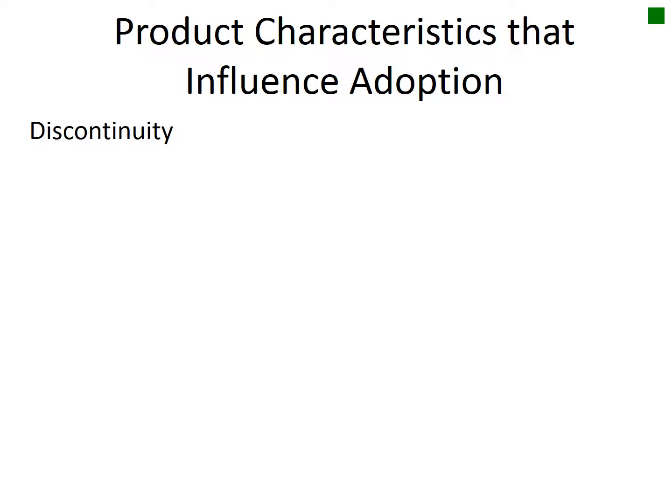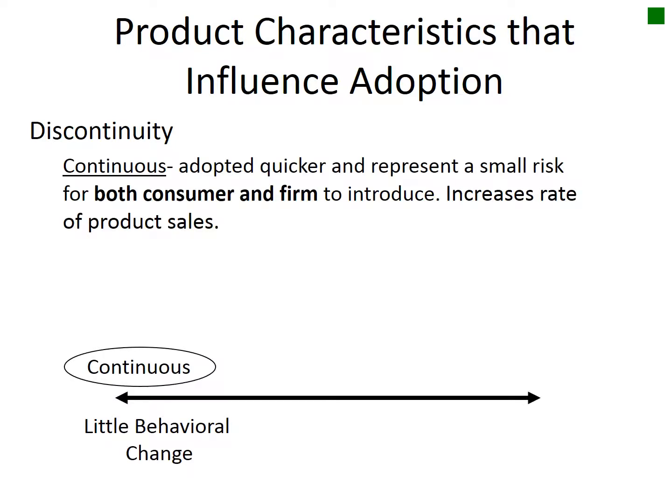A key concept that we need to bring up at this point is something called discontinuity. Discontinuity is a term that's used in product innovation and characteristics of a product. When we describe a product, we might call it continuous or discontinuous. And this falls on a range between one and the other. Continuous adaptations or continuous innovations in products are products that are quickly accepted by the marketplace, and they can fall in the range of continuous for the consumer and also continuous for the firm.